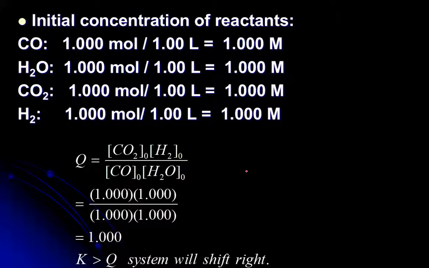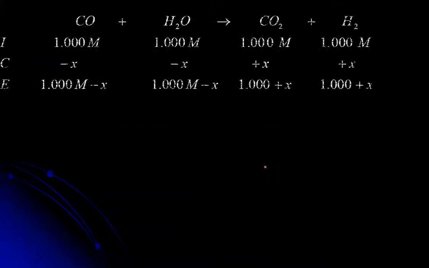Okay, but we don't know anything about how much is being used and how much is being made. So that's where the X variable comes in. So here is our ice box. Now you're going to go, what the heck is all this? Let's talk about it, okay? Usually, if we were doing this in class, I'd write this out step by step for you, but we don't have that advantage today. Here's our reaction. These are our initial amounts, hence the I row.